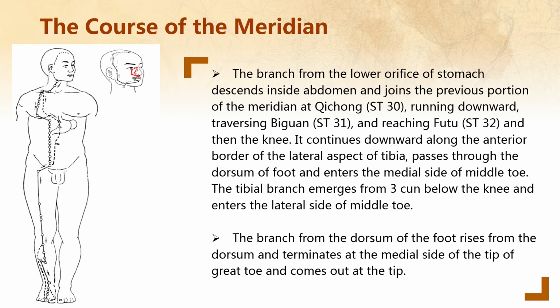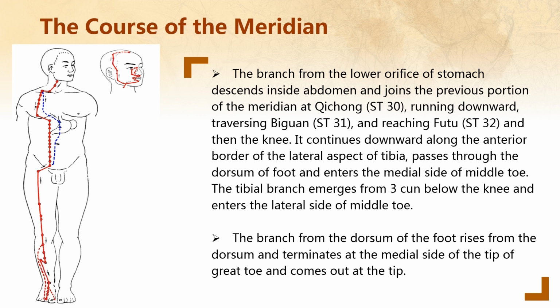Third, the branch from the lower orifice of the stomach descends inside the abdomen and joins the previous portion of the meridian at Qichong, running downward, traversing Biguan, and reaching Futu, and then the knee. It continues downward along the anterior border of the lateral aspect of the tibia, passes through the dorsum of the foot and enters the medial side of the middle toe.